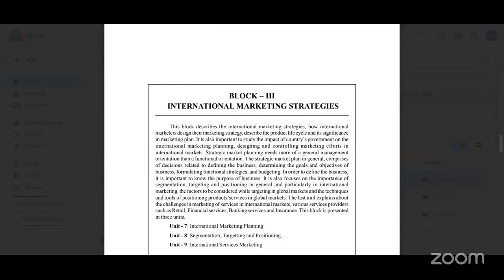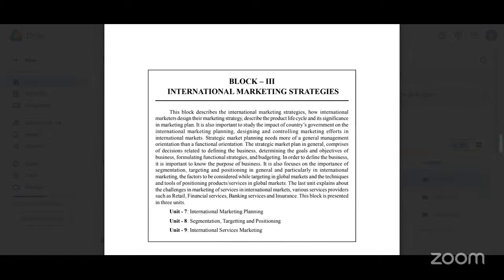Today we will be starting block three, international marketing strategies. In this, we have fundamentally three units. That is Unit 7, international marketing planning. Second is Unit 8, segmentation, targeting, and positioning. And Unit 9, international services marketing.